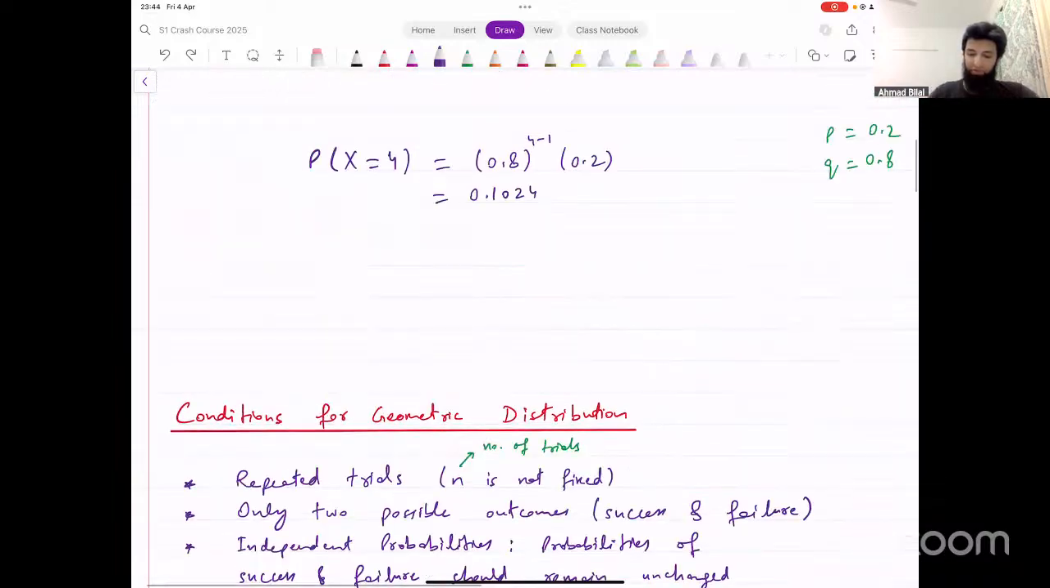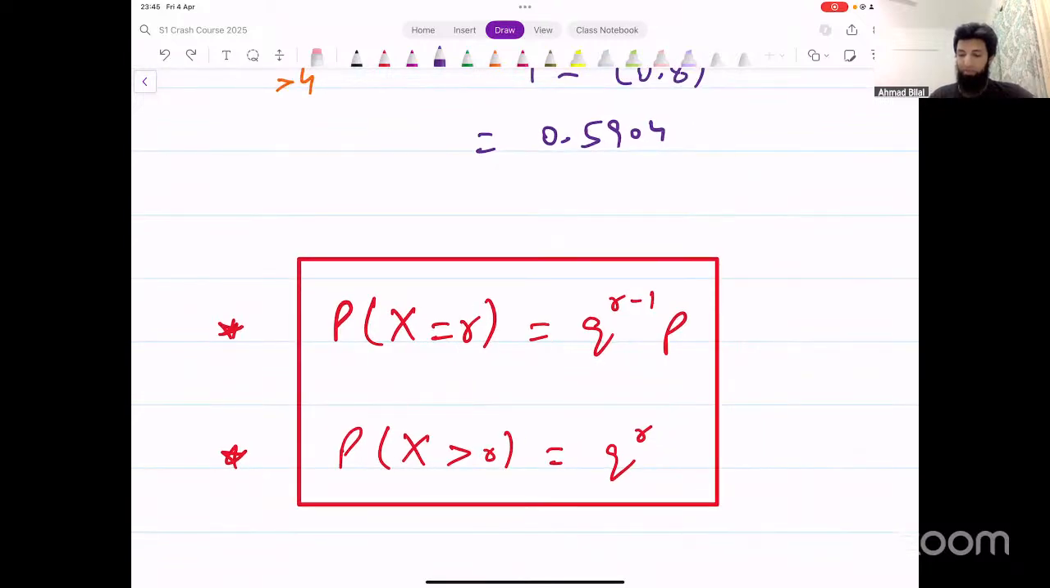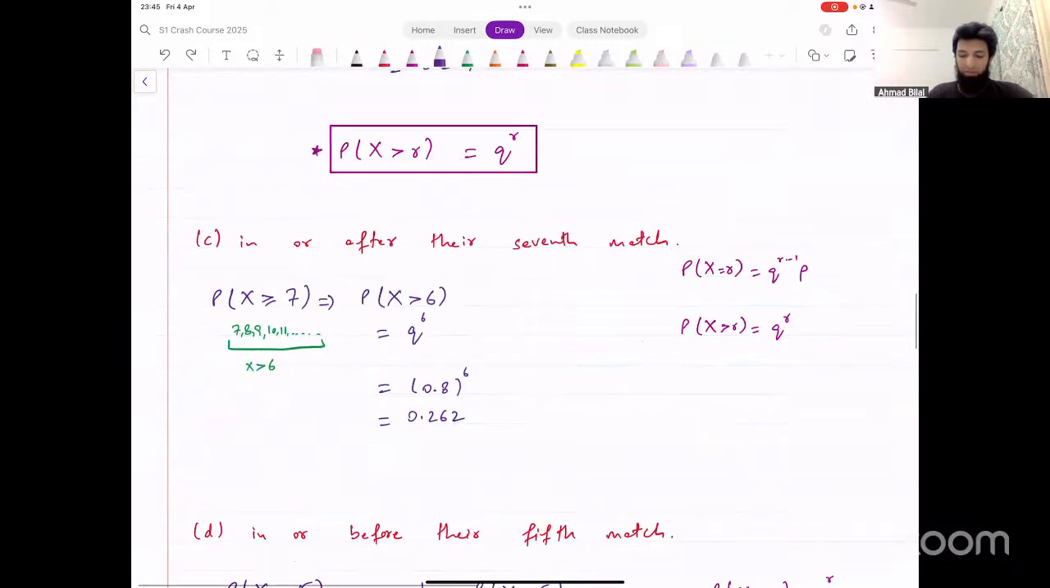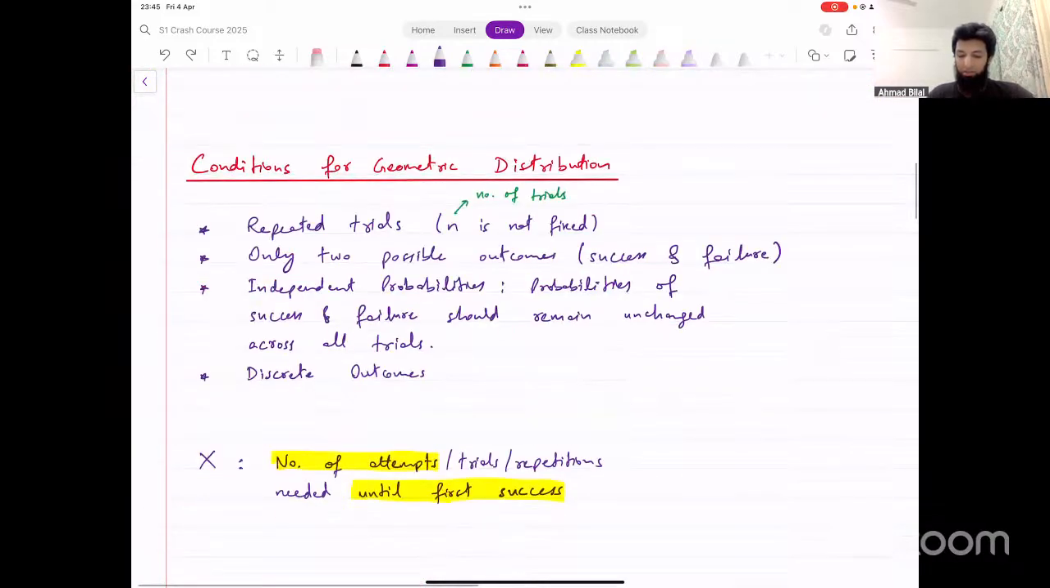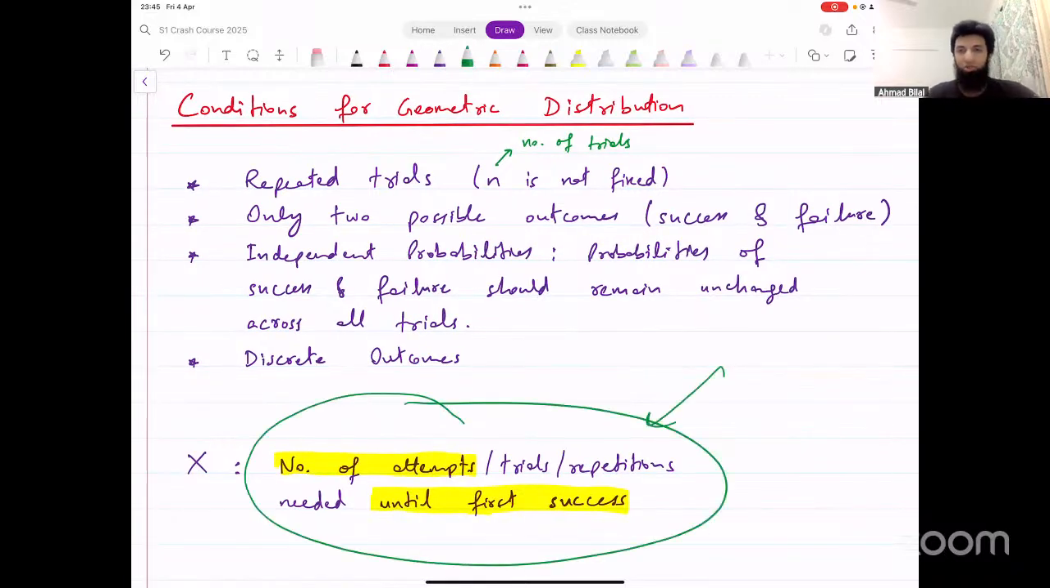Okay, so remember these two formulas, q raised to power r minus 1 times p, and probability of x greater than r, that's q raised to power r. And also remember the conditions. These conditions have to be met. This is the key thing. In geometric distribution, we will be looking for probability of having the first success in a particular attempt. Okay, in binomial, we would be looking for probability of getting a certain number of successes. Notice that difference. Remember that difference.